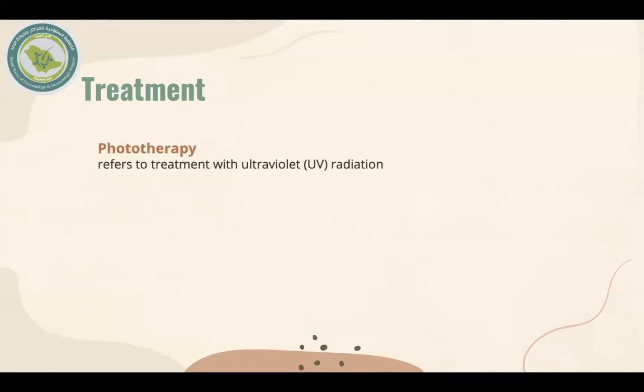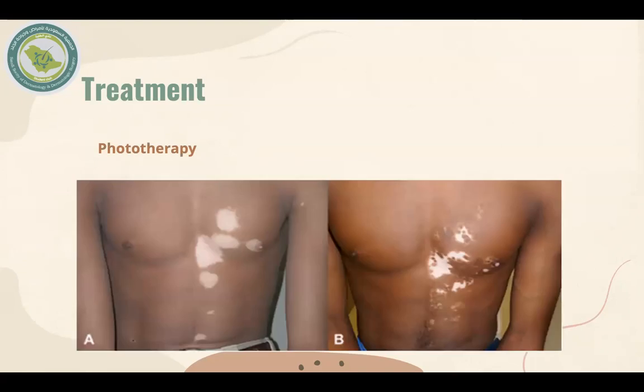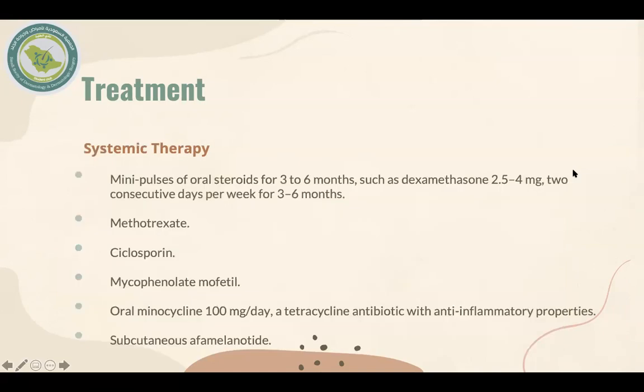Phototherapy refers to treatment with ultraviolet radiation. The indications include extensive disease and rapidly spreading disease. It works on vitiligo by 2 mechanisms: immune suppression, preventing the destruction of the melanocytes, or stimulation of the cytokines. This is a picture before and after phototherapy.